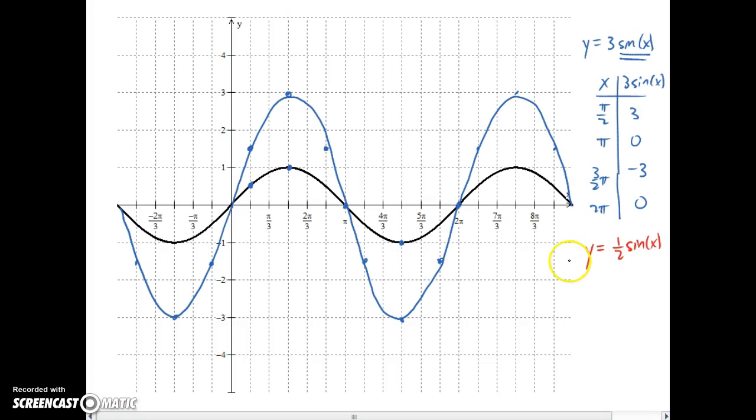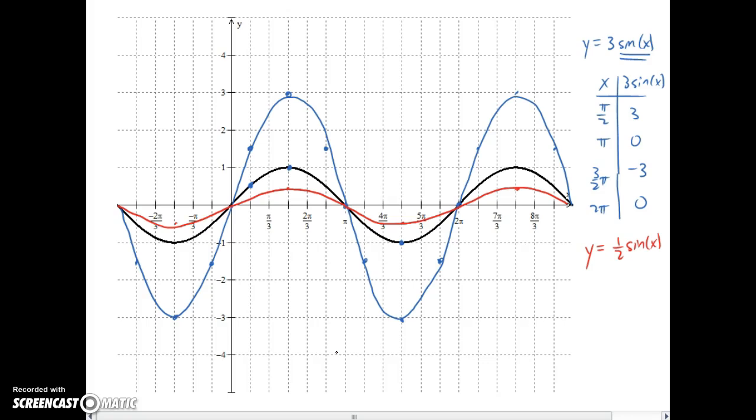Okay, so when we graph y equals 1/2 sine of x, that means we only go up a half off the axis, and so the graph ends up looking more like this. That was not very good. Let me try that one again. I should be going through the origin. There we go. And that's y equals 1/2 sine of x.